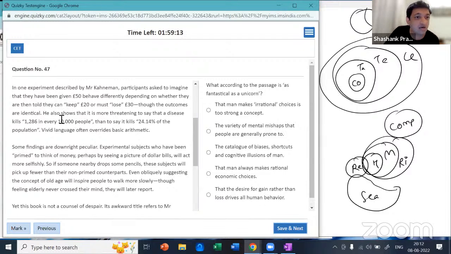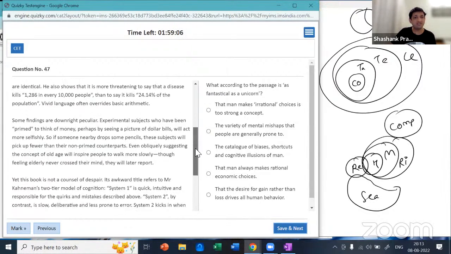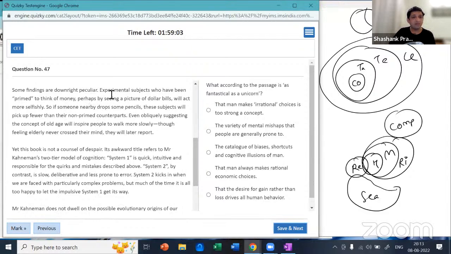Okay, perfect. Disease scenarios 1286, 24.14, is this more threatening to see 1246? Okay. Downright peculiar, those who have been primed to think of money behave more selfishly. Okay. Drops of pencils, subjects will pick up fewer than their non-primed counterparts. I don't understand. Okay, even obliquely suggesting that old age will inspire people to walk more slowly, though feeling elderly never cost them, and they will later. I didn't understand this bit.